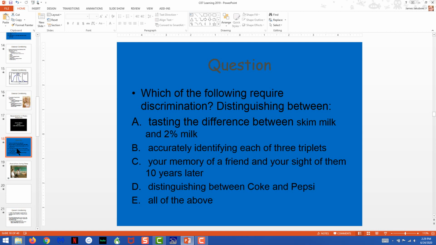Now let's take a look at this question. Which of the following require discrimination? Distinguishing between what? And the answer there is all of the above. Every one of these requires some degree of discrimination. Tasting the difference between skim milk and 2% milk, which I'll bet a lot of you can do. Accurately identifying each of 3 triplets, your memory of a friend, and your sight of them 10 years later.